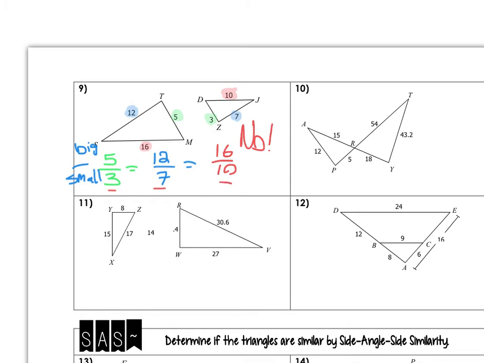And actually, you can kind of see 5 to 3, and I can't really reduce 12 to 7, right? I can reduce 16 to 10, which would be 8 over 5. So none of these are the same. It's totally wrong. All right, let's go to the next one.